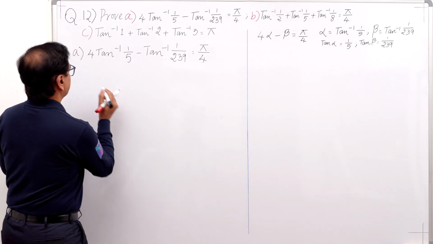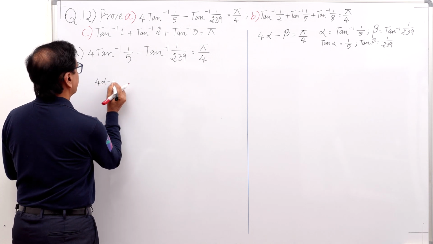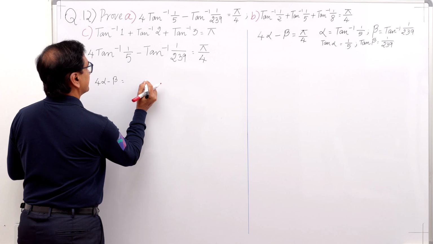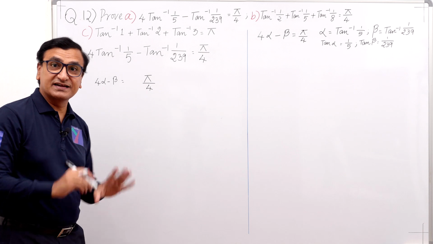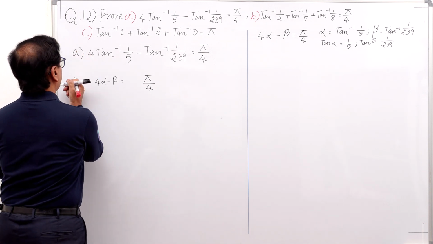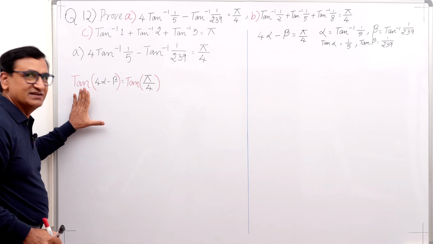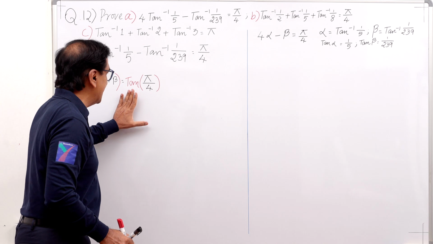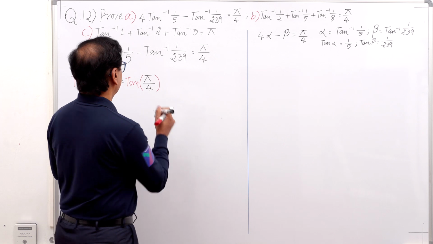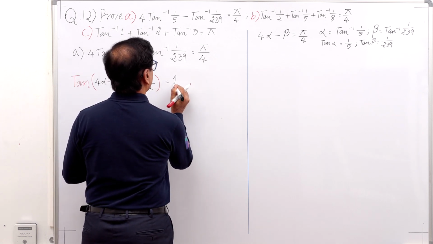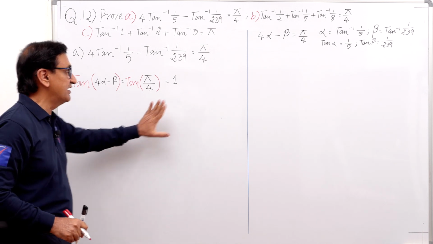Okay, let's start. So we have 4 alpha minus beta equals pi by 4. Okay, let me take tan both sides. Then we have tan of 4 alpha minus beta equals tan pi by 4. Tan pi by 4 is a known value. Tan pi by 4 is 1, right? So this equals 1. Therefore, what we have to prove is tan of 4 alpha minus beta equals 1.